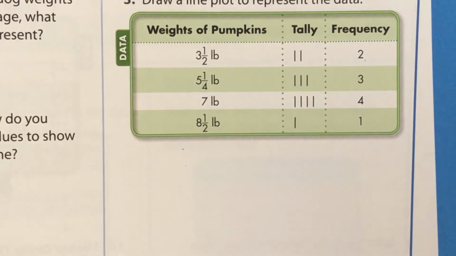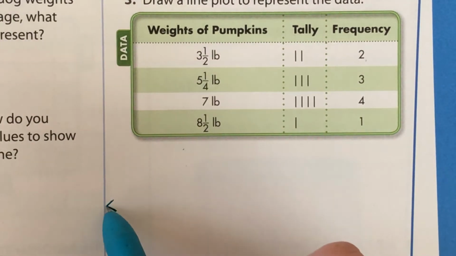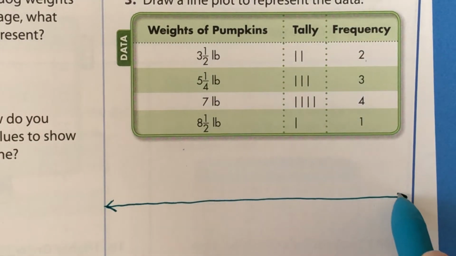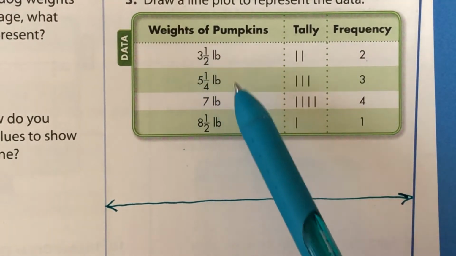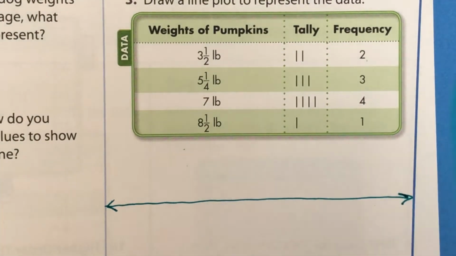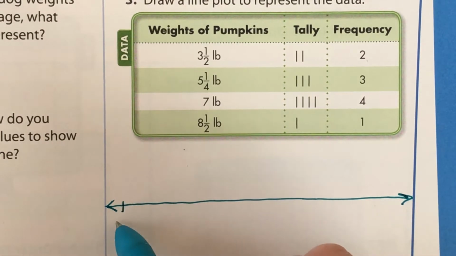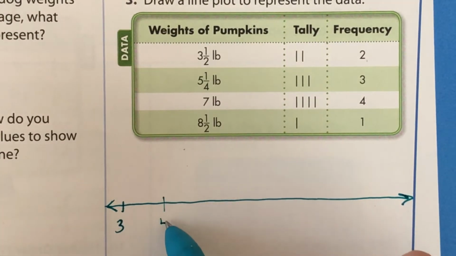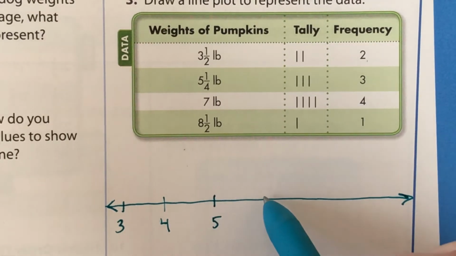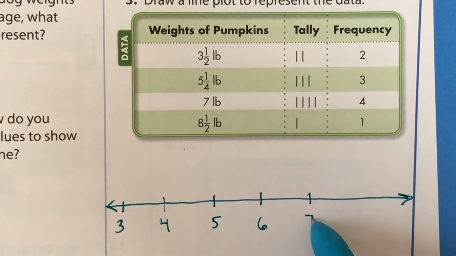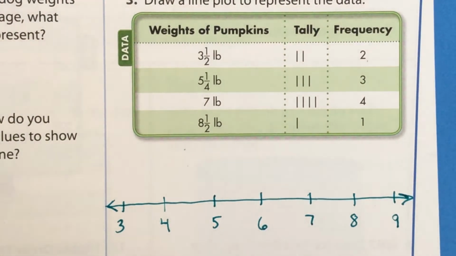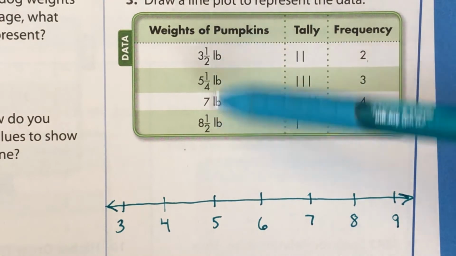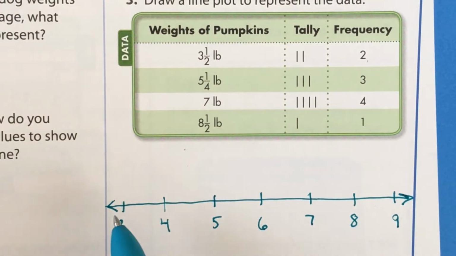So what I'm going to first do is draw my number line. It starts at 3 1/2 and it ends at 8 1/2. So I'm going to go from 3 to 9 on my number line. My first number is going to be 3, 4, 5, 6, 7, 8, and then 9. Now if you see, we have fractions. So we can't just keep the whole numbers, we have to put some dashes in between.